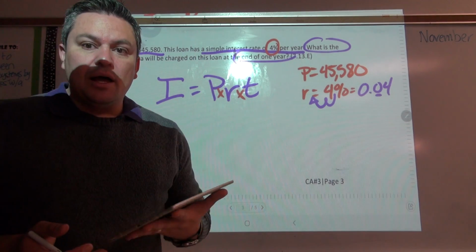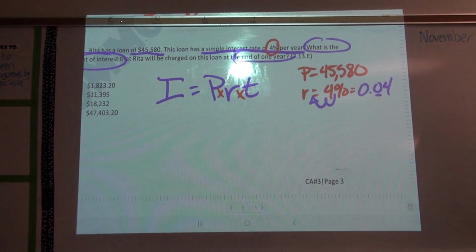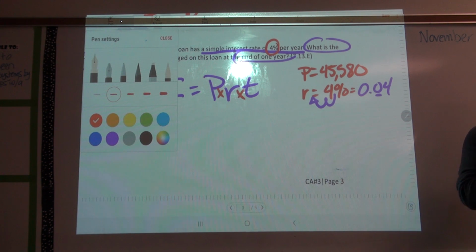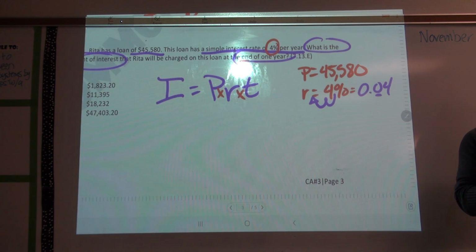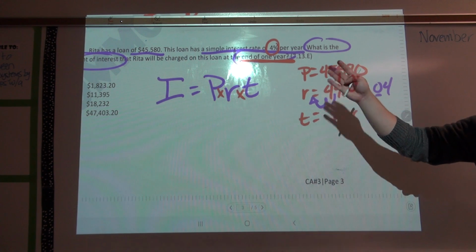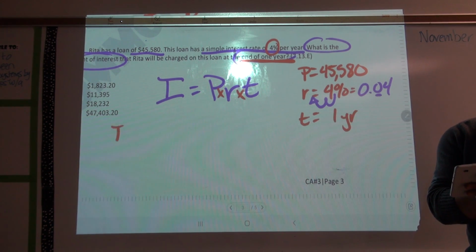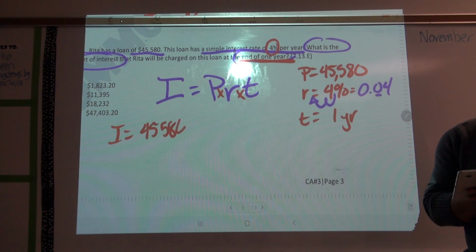Okay? And the last thing that we have to know is my time. How many years are we talking about? 1. It says right here, 1 year. Time, 1 year. Now you write them all down so that you can plug them back into the equation. So now, I equals 45,580 times 0.04 times 1.